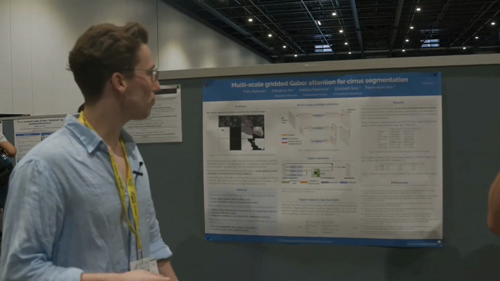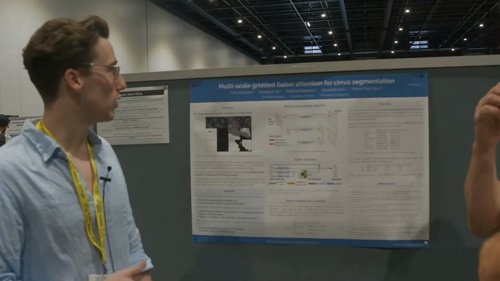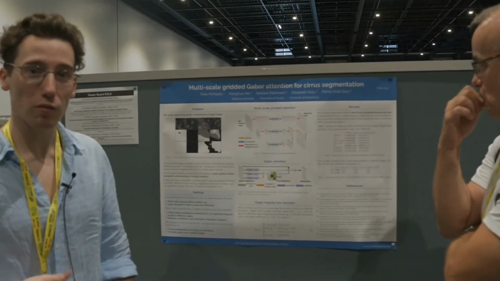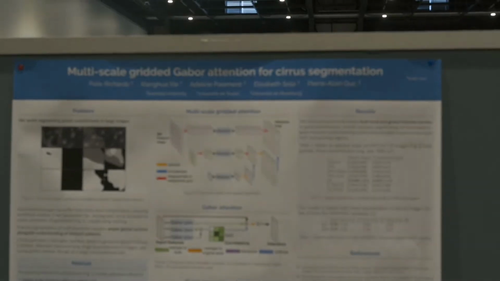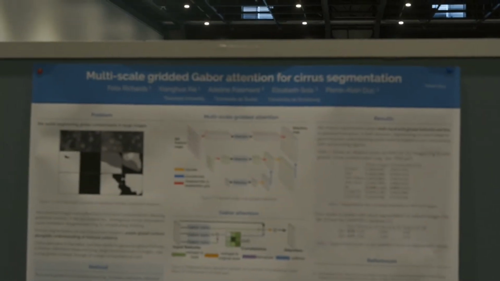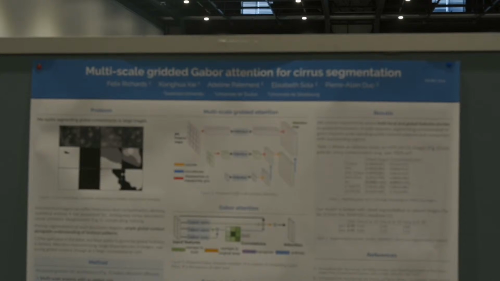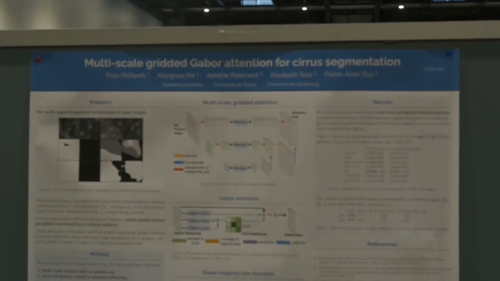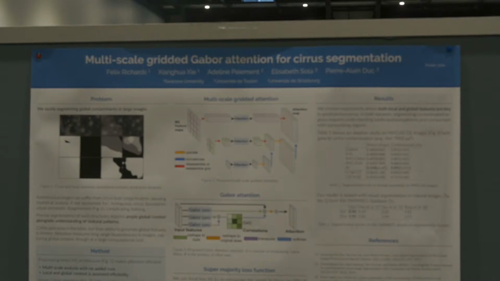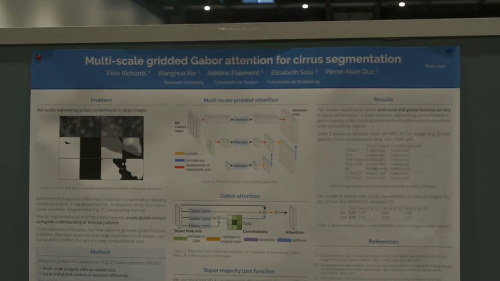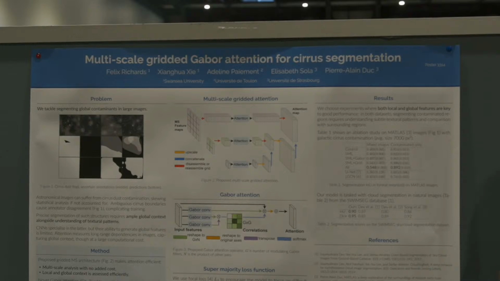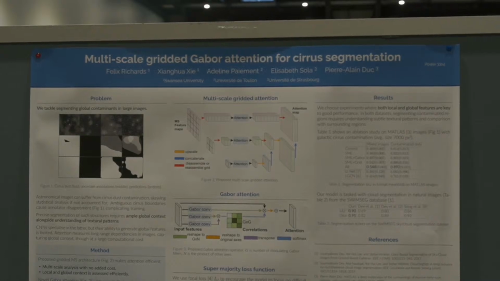Okay. So this is my work, multi-scale gridded Gabor attention for cirrus segmentation. Essentially this problem was born out of wanting to study these really faint structures in galaxies. If we have two galaxies merging, there are lots of interesting astronomical structures which appear, such as streams of gas which shoot out from the merger event. But there was a problem in studying these because we'd have these contaminating clouds which would obstruct our view of these.